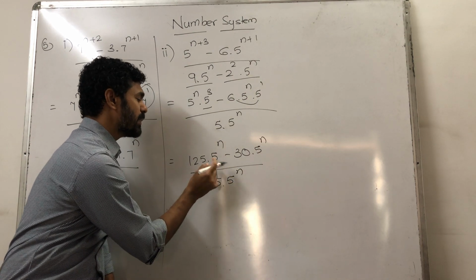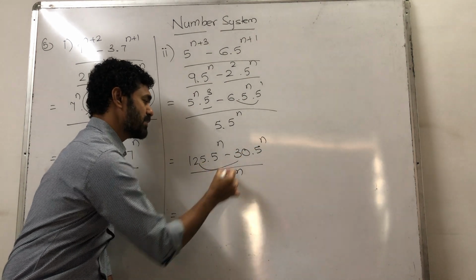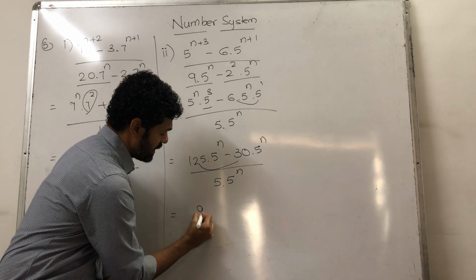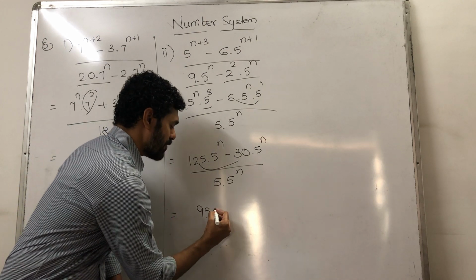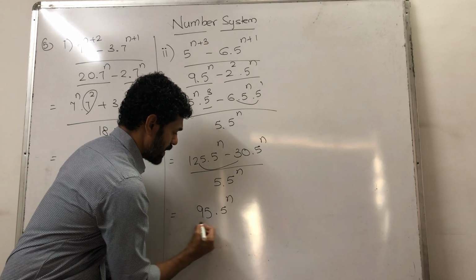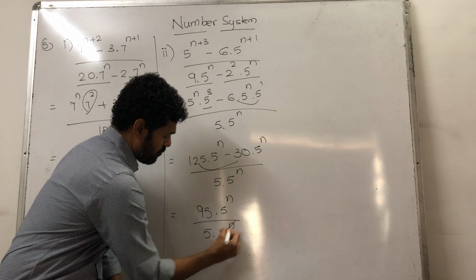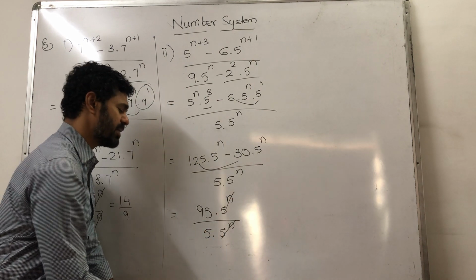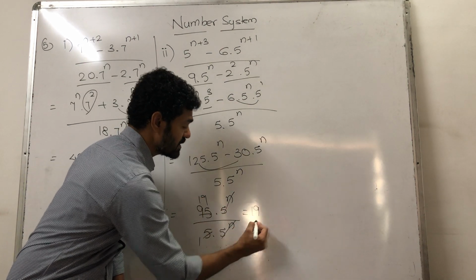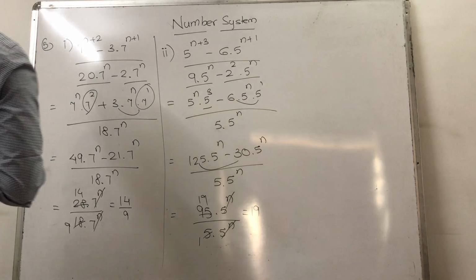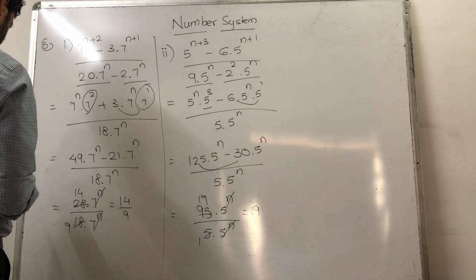Now over here you have 125 times 5 raised to n minus 30 times 5 raised to n. What is 125 minus 30? It is 95. So now you will have 95 times 5 raised to n divided by 5 times 5 raised to n. 5 raised to n in the numerator and denominator gets cancelled. 5 ones are 5, 5 19s are 95. So your answer is 19. That was the second sum of question 5.